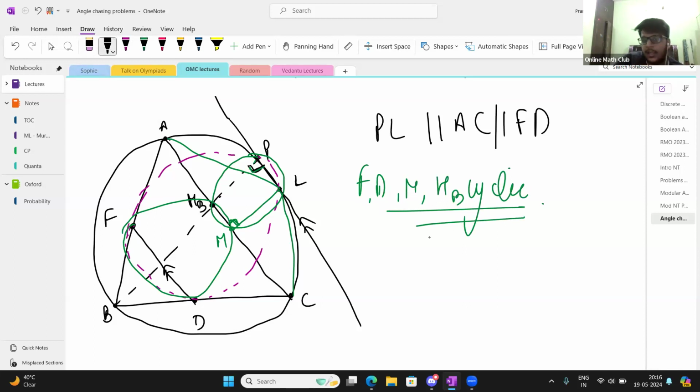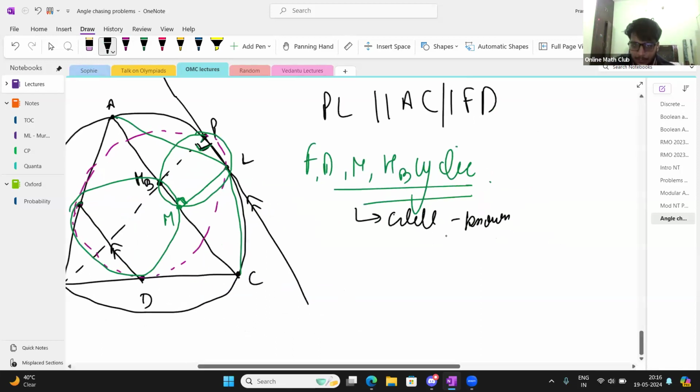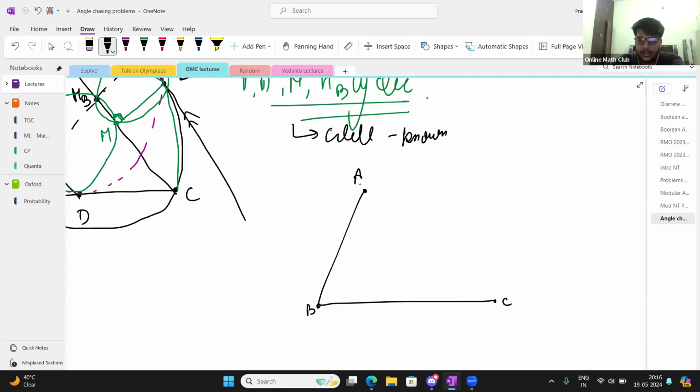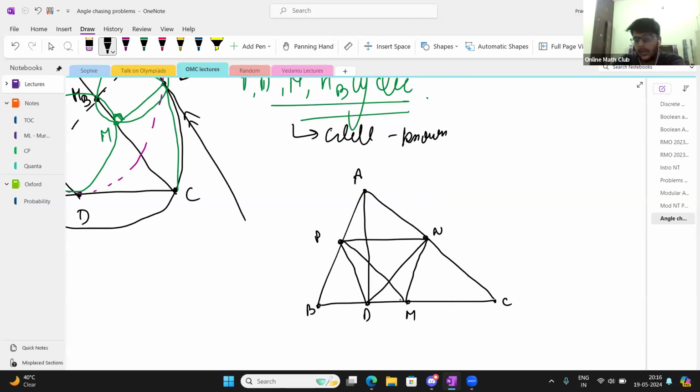Okay. And this is also well known. It's just the 9-point circle, but I won't leave it there. I'll give you a nice angle chasing proof for this. So what I want to prove is, suppose I have some triangle ABC. I have the feet of altitude as D and I have midpoints M, N, P. And I want to prove this is cyclic. We'll just prove this using angle chasing. Not that hard. We can try to prove that this is cyclic.